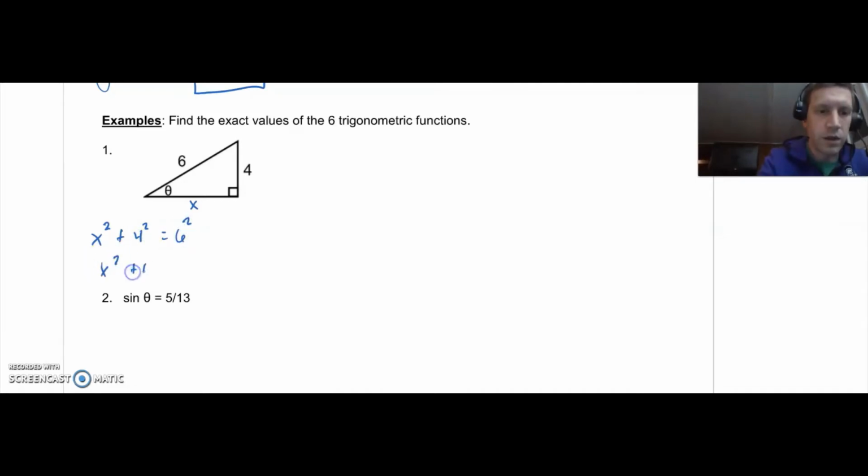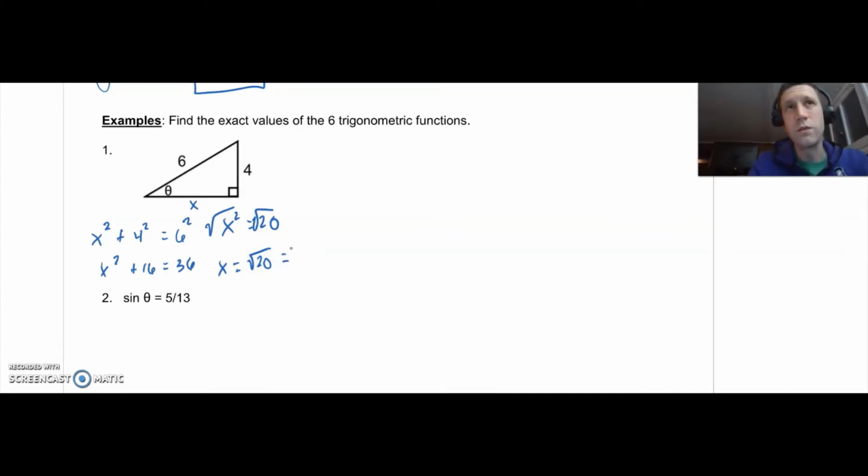So x squared plus 16 is 36, meaning x squared is going to be 20 after I subtract 16. We don't need plus or minus because we're talking about side lengths. It's always going to be positive here. So x is going to equal positive root 20, or I can split that up to root of 4 times root of 5, which is 2 times root 5.